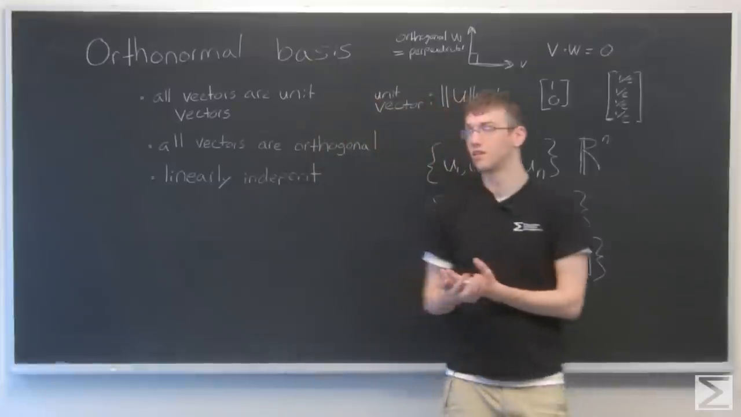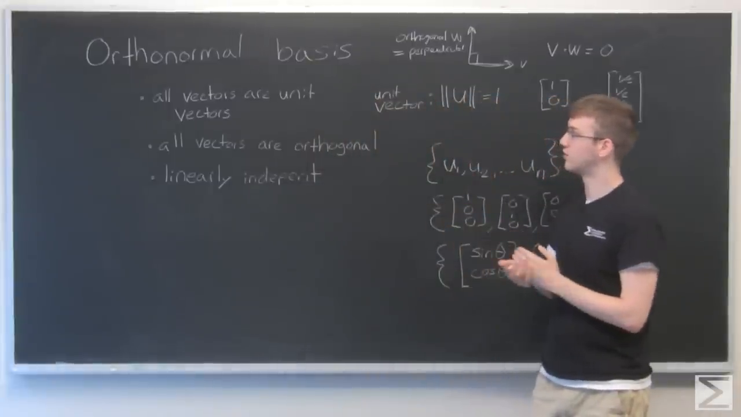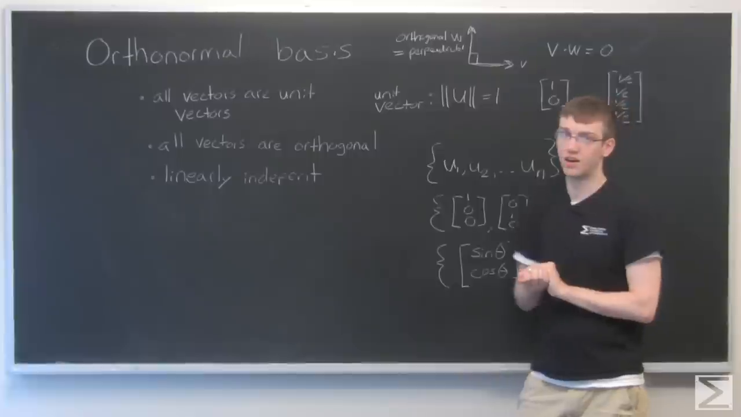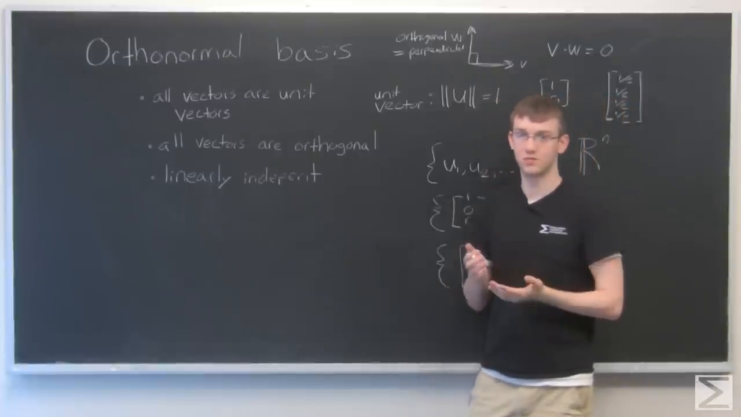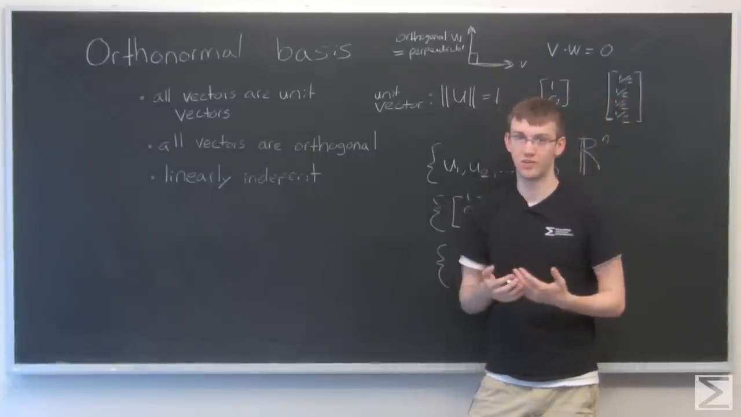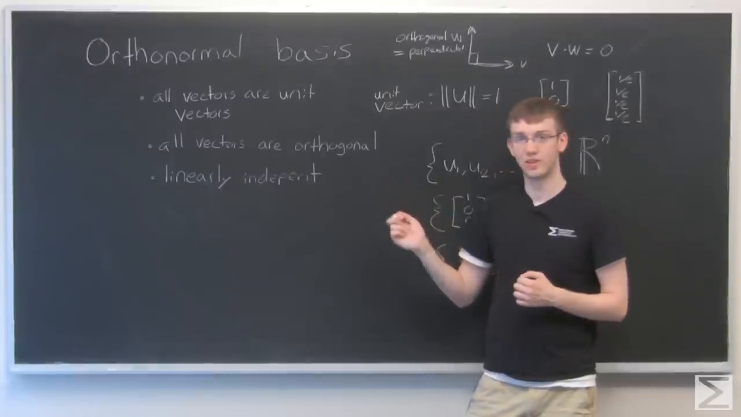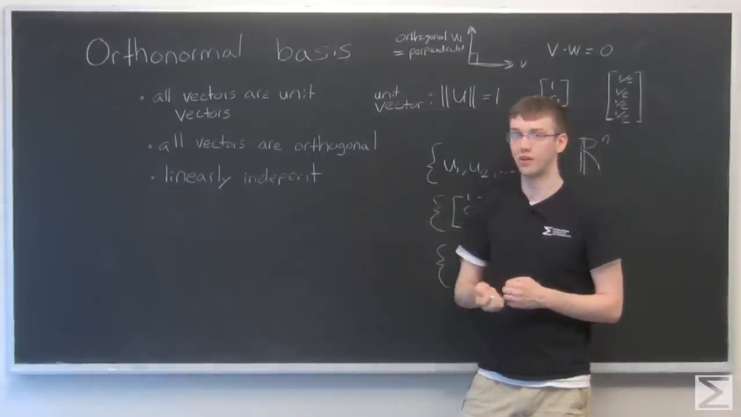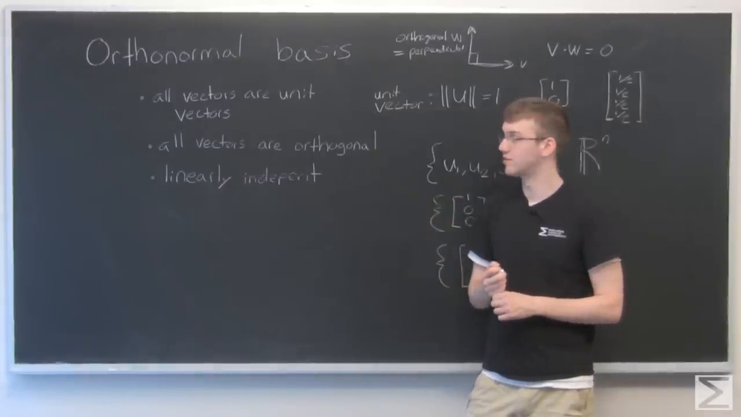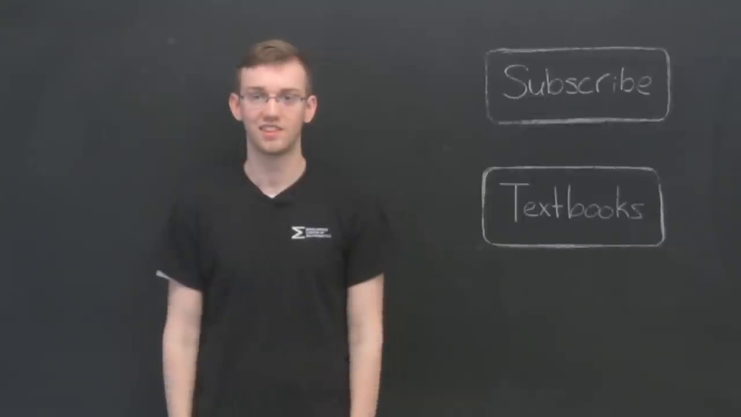So that's basically an overview of what an orthonormal basis is. And where this becomes important is the Gram-Schmidt process, where we figure out how, given a random set of vectors, we can make an orthonormal basis out of them. But it's important to remember what they are. So just remember this.